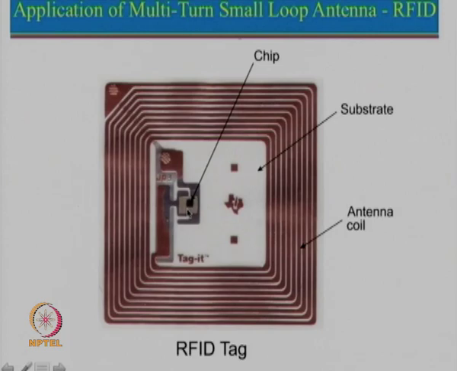So, this is one of the applications. In fact, the majority of RFID tags are either using something like this, or, in the last lecture, I even showed an application where RFID had used a dipole antenna. So, here the application of loop antenna is there.